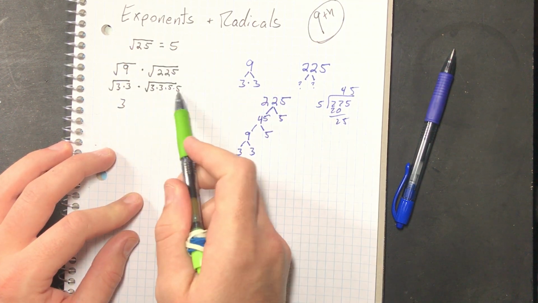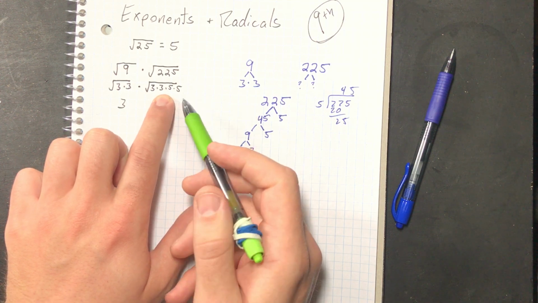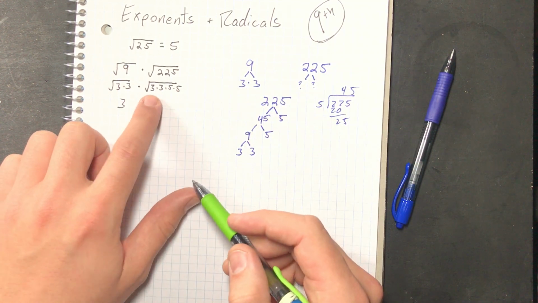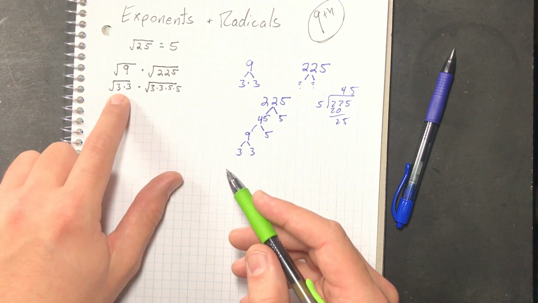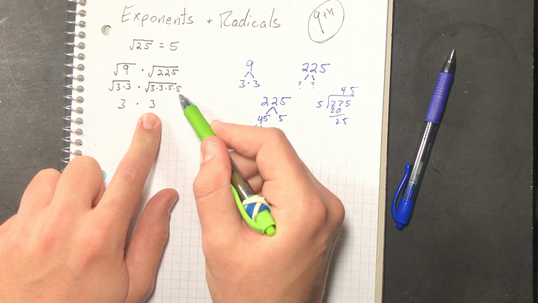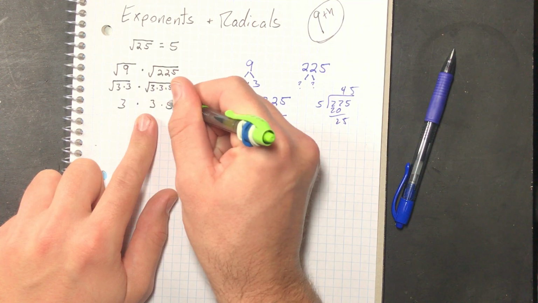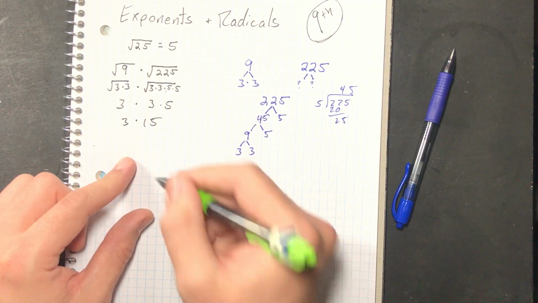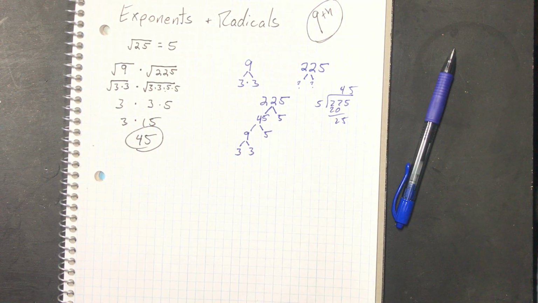We have our perfect squares again. I know you may think, oh, well, they're attached by multiplication. That's totally fine. If we take the square root of this perfect square, 3 times 3, just like earlier, we're going to end up with 3. Take the square root of 5 times 5. That's going to be 5. Do our multiplication here. 3 times 15, our answer is 45, okay?